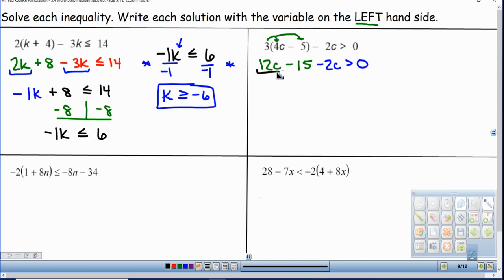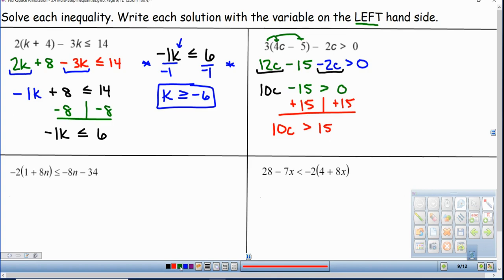Once again, on the left side, I have like terms with my variables. We have 12c minus 2c. That's 10c. We still have the minus 15. We still have the greater than. We still have the 0. Getting the variable term by itself, I would have to get rid of the other term, the constant, and we add 15 on both sides to do that. That will leave me with 10c is greater than 15.